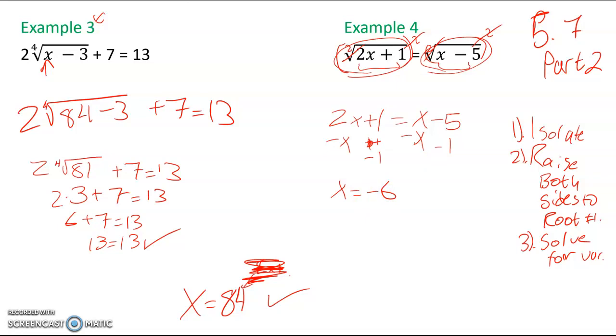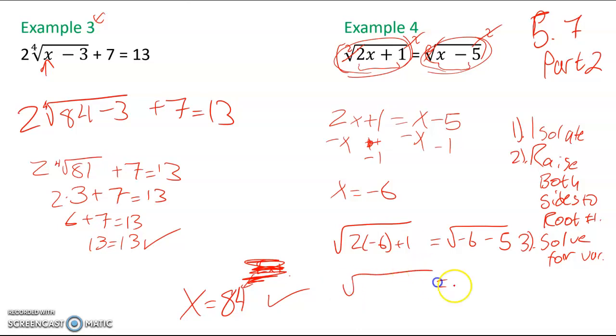And then just like we did over here, we need to take that negative 6, plug it in to see if our equations work out. Now, if we plug the negative 6 in, what we do is we get the square root of 2 times negative 6. We just plug in the negative 6 to wherever our x is at. Plus 1 is equal to negative 6 minus 5. We check it out real quick.